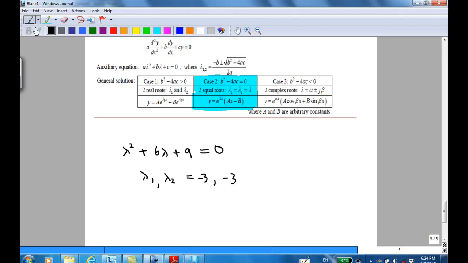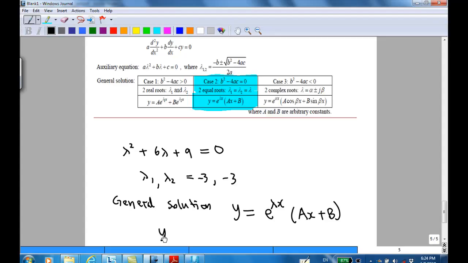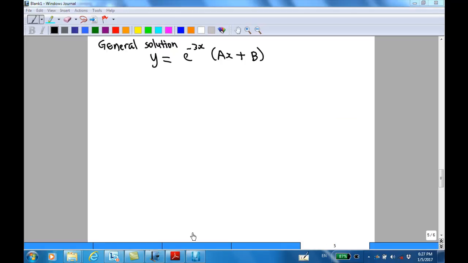For case 2, the general solution is y = e^(λx) (ax + b). Since λ is equal to -3 now, the general solution is y = e^(-3x) (ax + b). After we know the general solution, we are going to find the values of a and b.